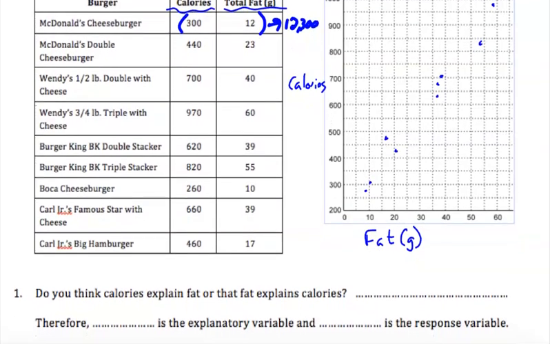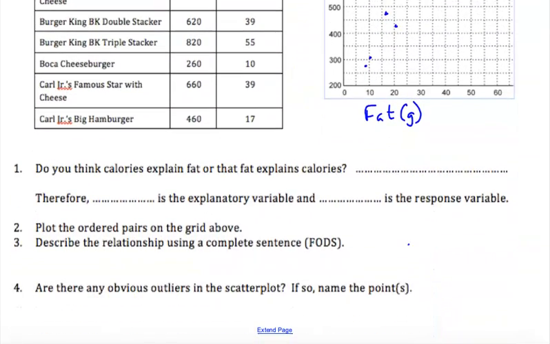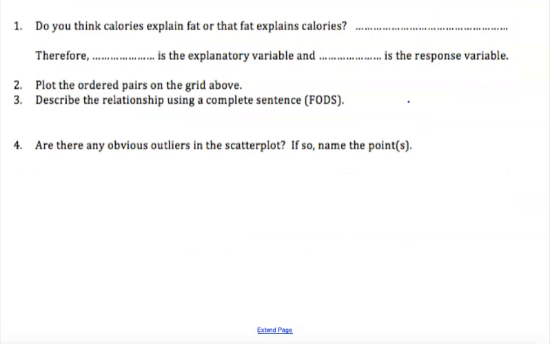Then they want us to answer some questions about it, okay? So the first thing they want to know is which one do you think is the explanatory variable? So do you think calories explain the fat or that the fat explains the calories? So basically think in your head, which causes which? Do the number of calories cause how much fat is in my hamburger? Or does the amount of fat in my hamburger cause the calories that I'm going to eat, basically, okay? And I'm hoping that we realize that fat causes the calories, okay?